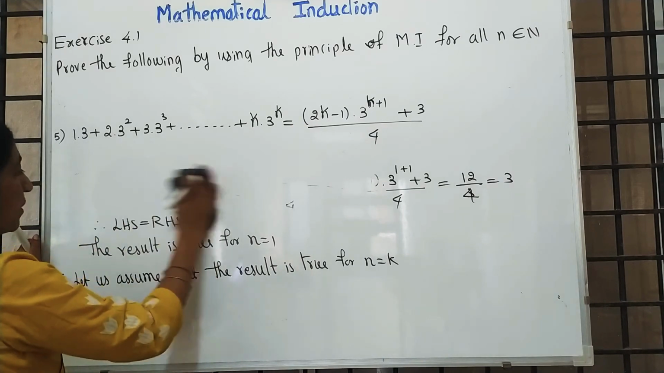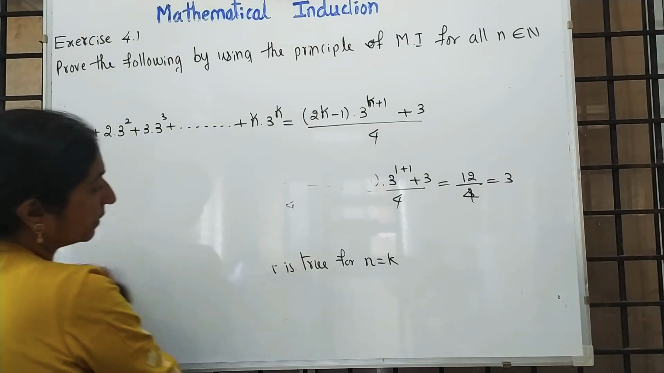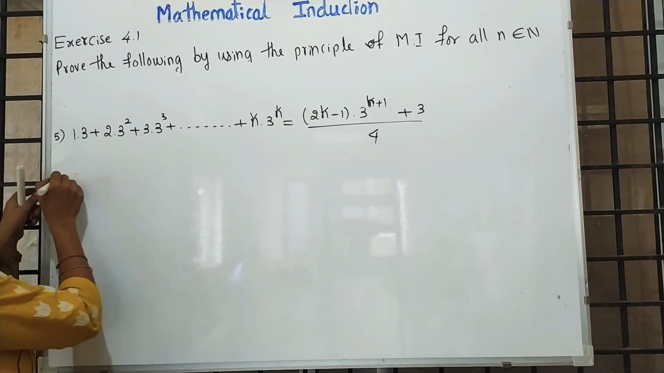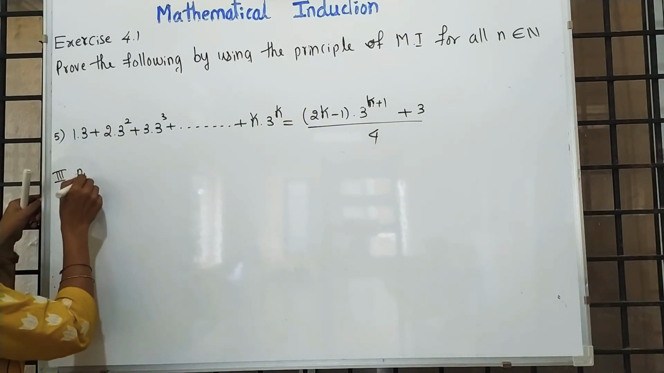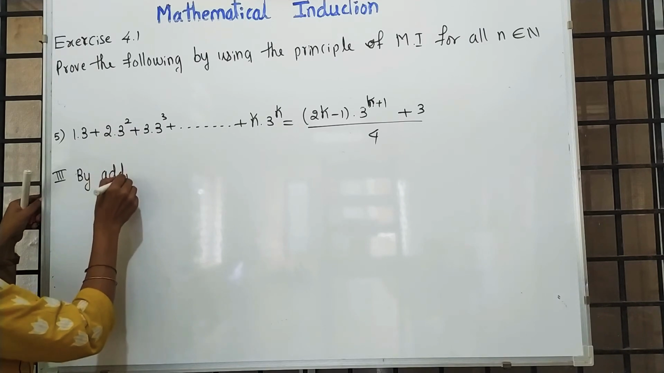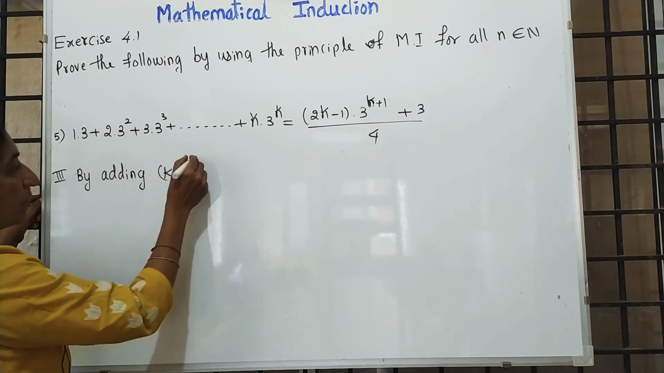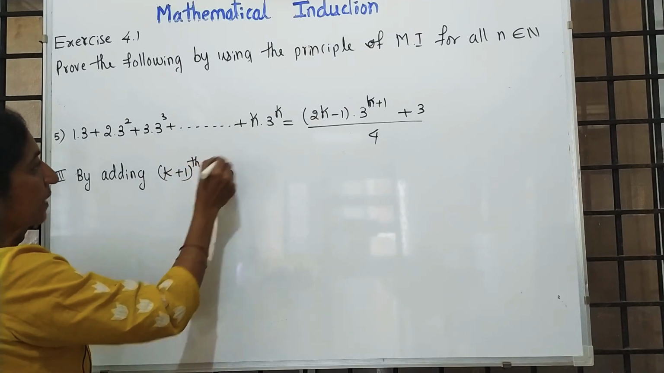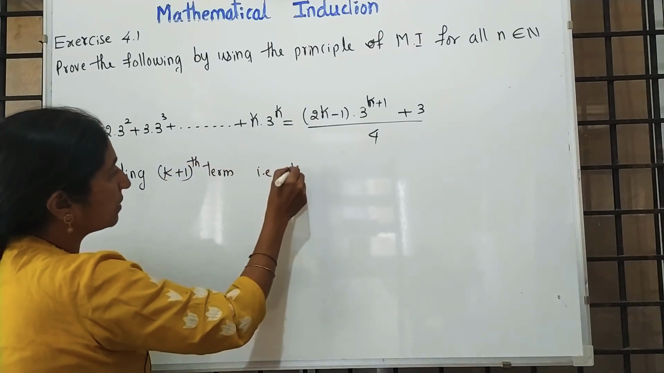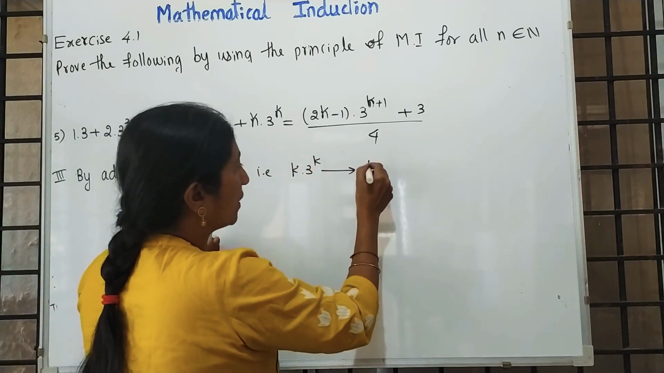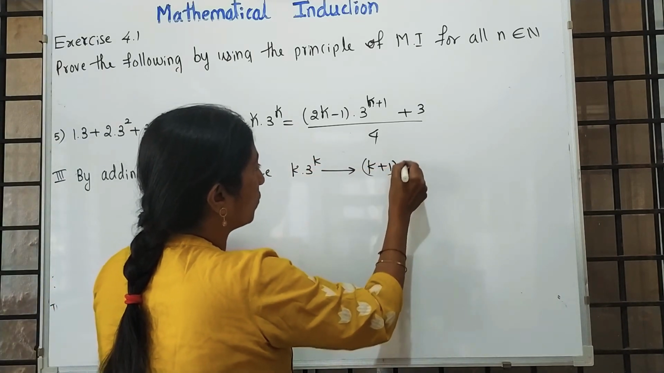Now, the third step. Third is also very simple. If you remember that concept, one important concept I gave, by adding k plus 1th term. That means we have to write the last term of left side, and wherever k is there, we are replacing it by k plus 1.